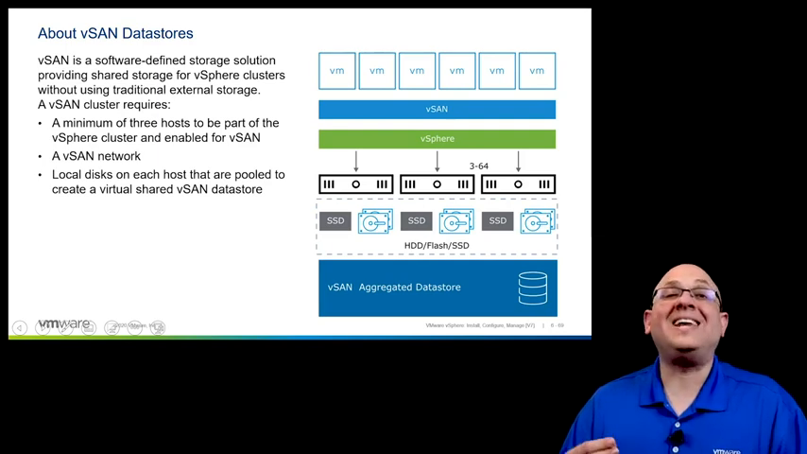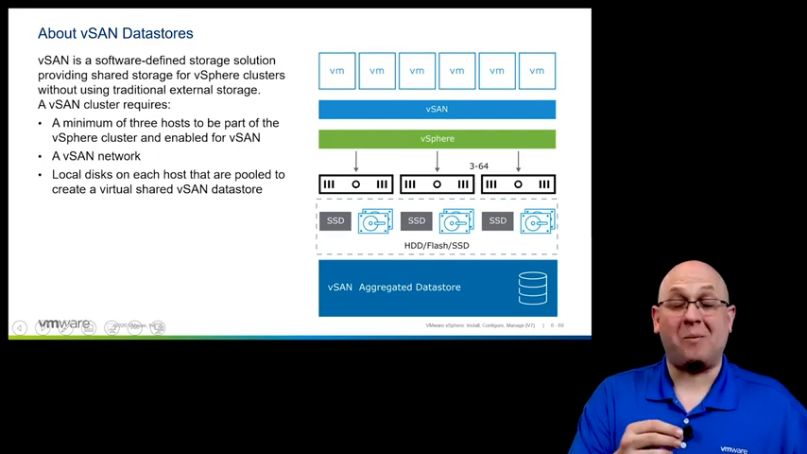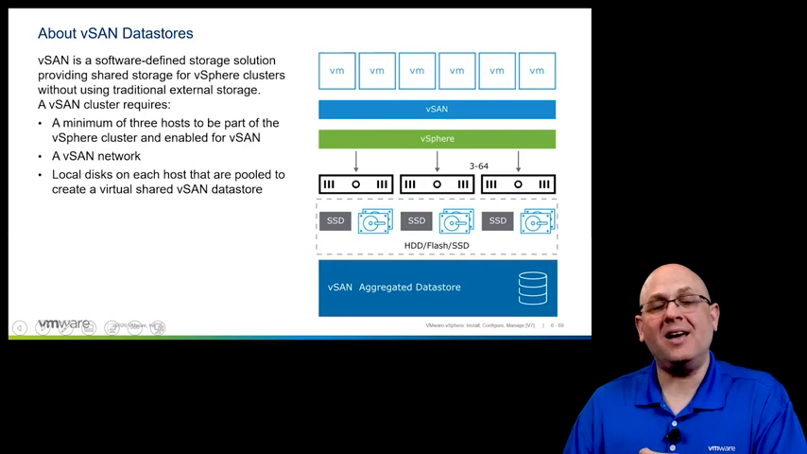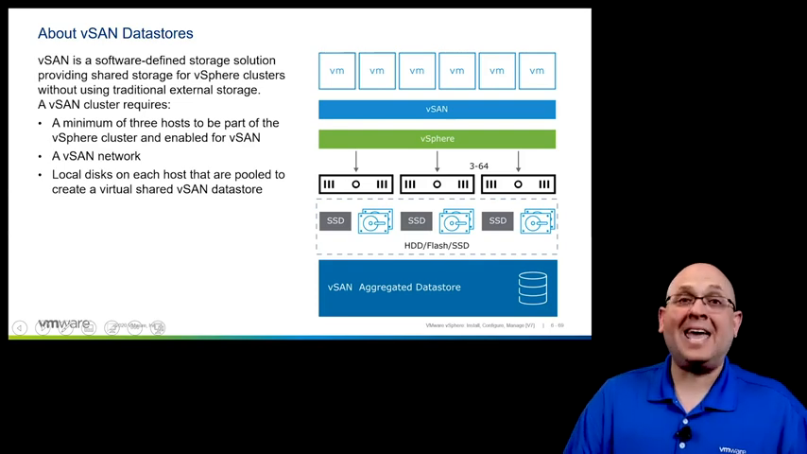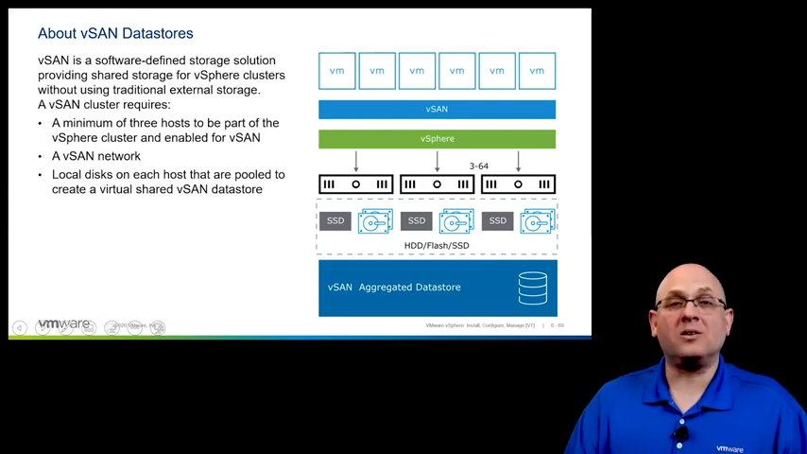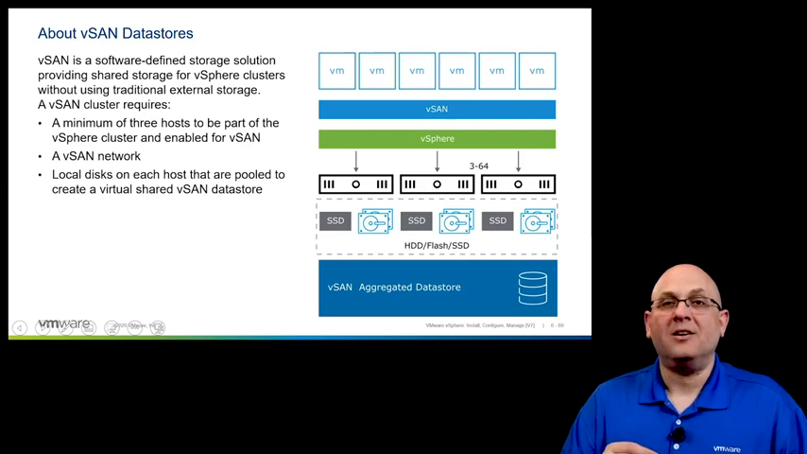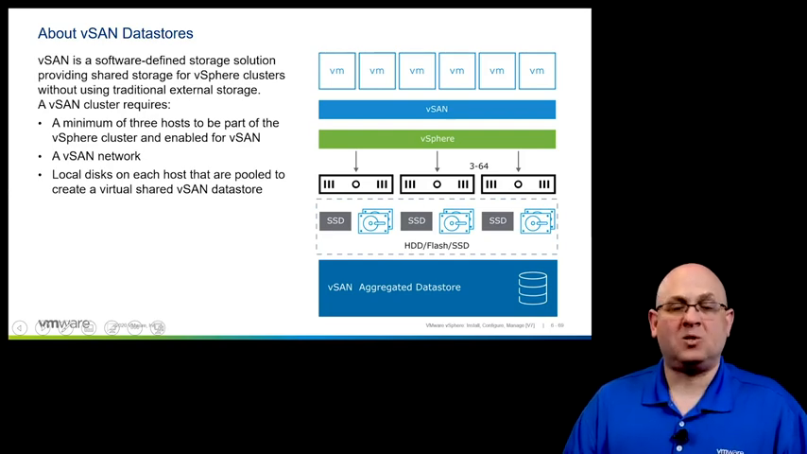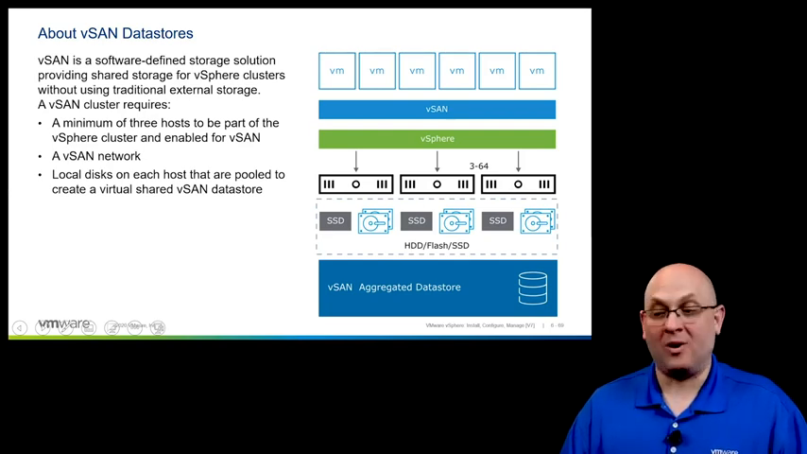We also need a network, with VMkernel ports on each ESXi host with dedicated physical ports that are available to the vSAN storage network as well.